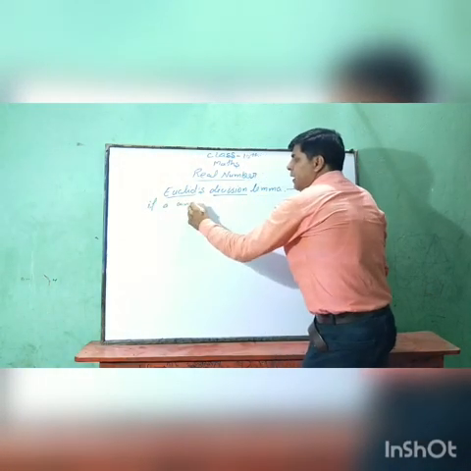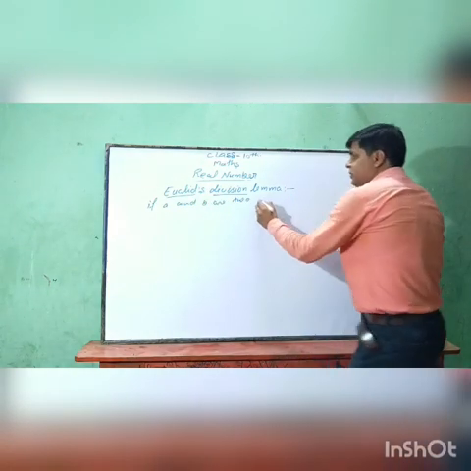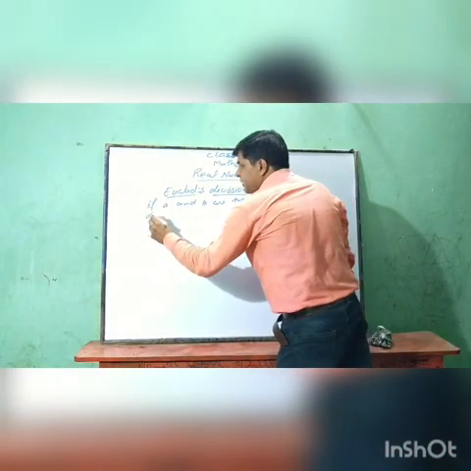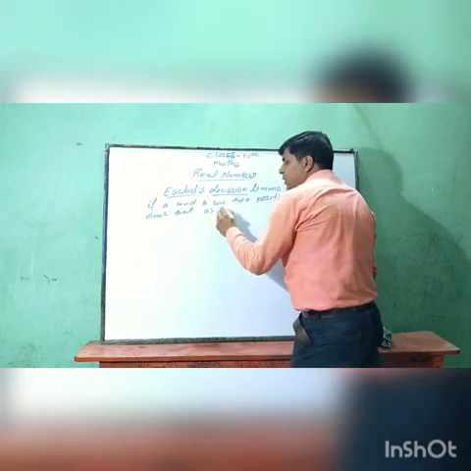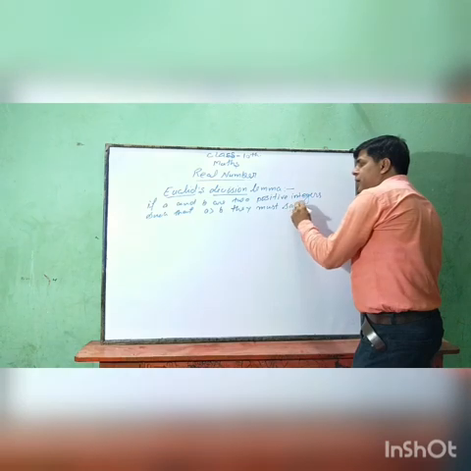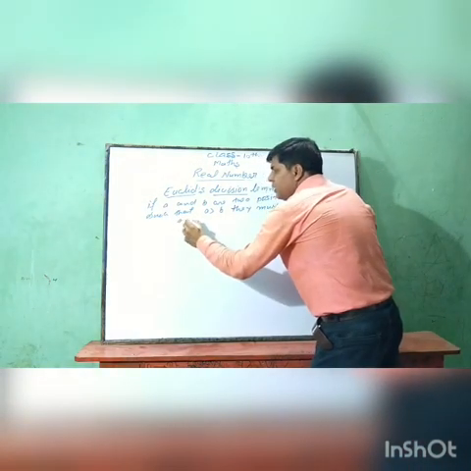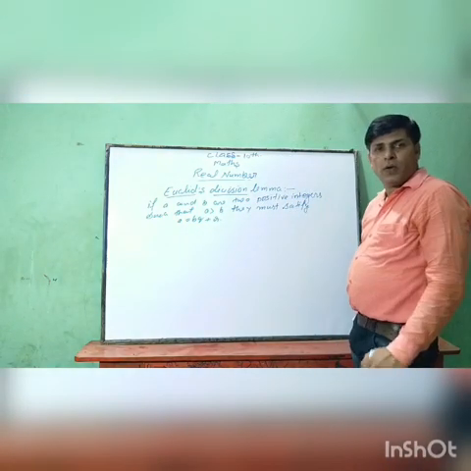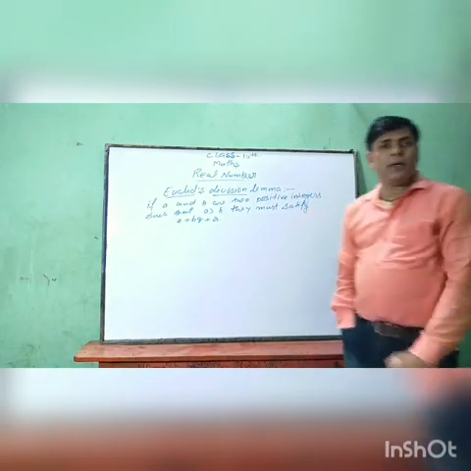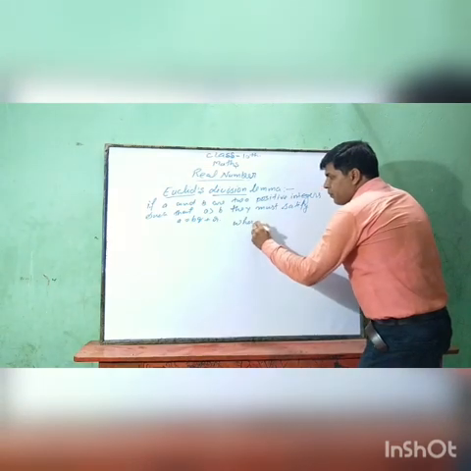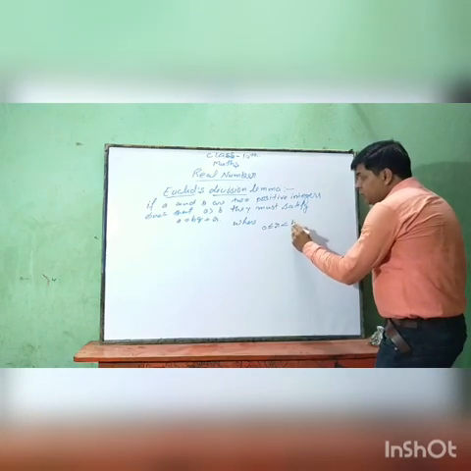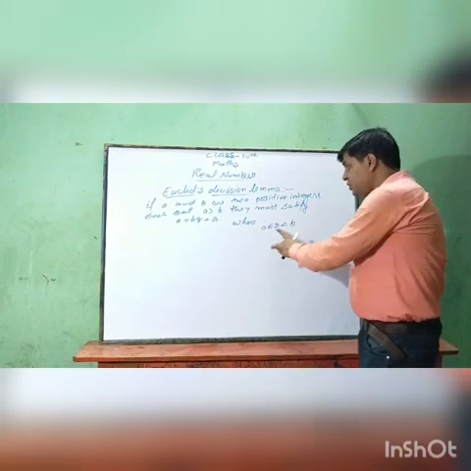If A and B are two positive integers such that A is greater than B, they must satisfy A equals BQ plus R, where A and B are these two numbers, Q is the quotient and R is the remainder, where R is greater than or equal to 0 and smaller than B.